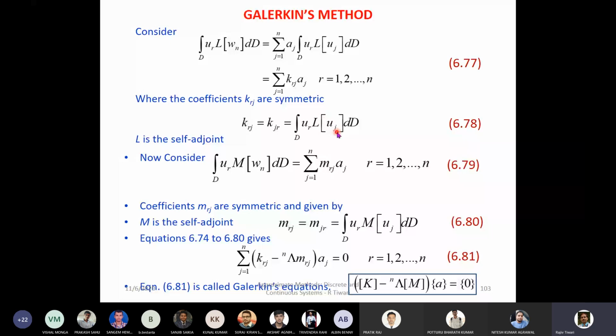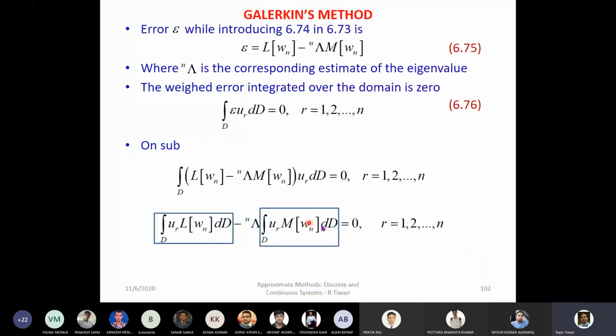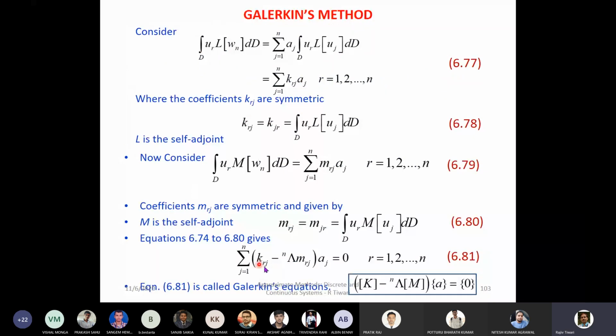Similarly, if we take the other part of this one, we substitute W in the series form, and then again interchange this integration and summation, we will get NRJ like this. So NRJ is this, and again we go back to this equation, we substitute this Kij, Mij, or Mi, MRK, MRJ, and KRJ. So this is a simultaneous equation.